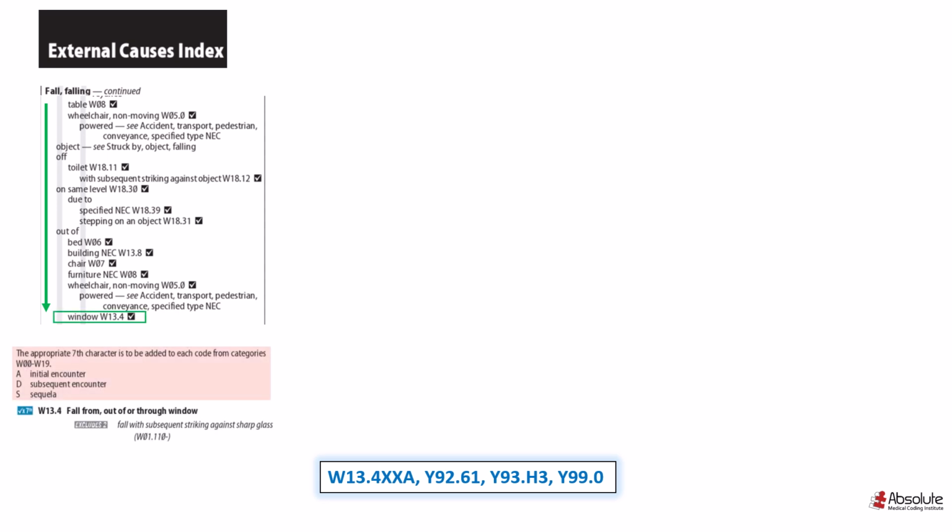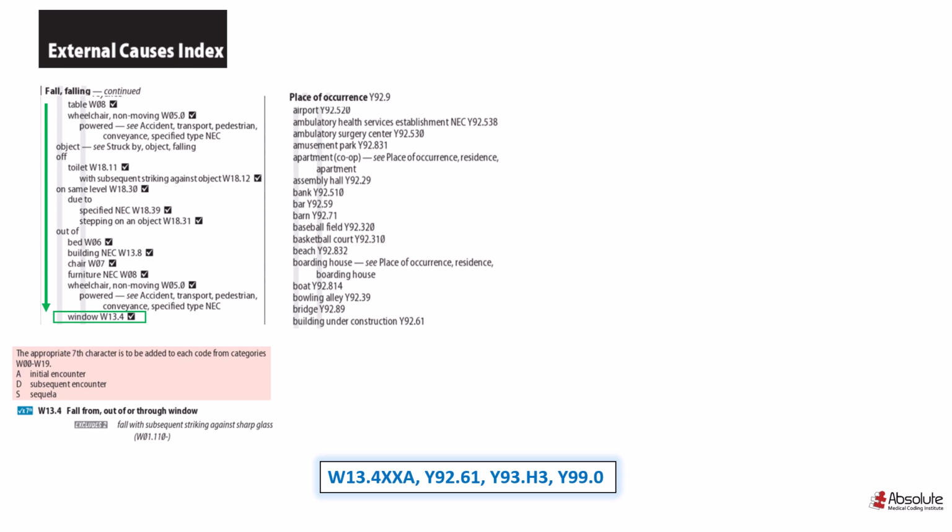And coders, you cannot stop at this step. You have to go and verify these codes in your tabular list. So go and search for W13.4 in your tabular list and you will find that this is an incomplete code and you need a seventh character. So assign your seventh character accordingly. And in our scenario, we had an initial encounter. So the seventh character is going to be A. The correct answer would be W13.4 XXA.